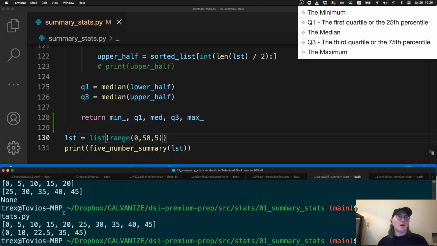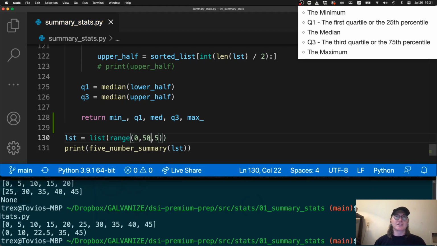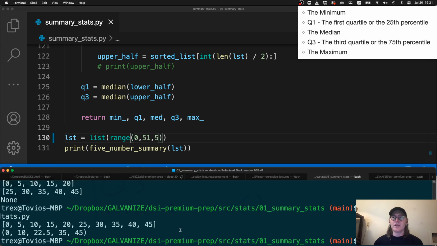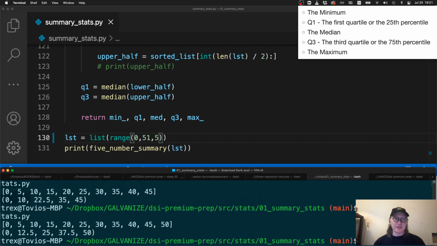So in this lower half, if we're talking the even list, we have a median of 10. Or sorry, in the entire list, we have a median of 22.5, right? It's between 20 and 25. We have the median of the lower half as 10, the median of the upper half as 35, min is 0, max is 45. That's working as expected, and I wouldn't be surprised if the odd length list is going to work as expected as well, right?